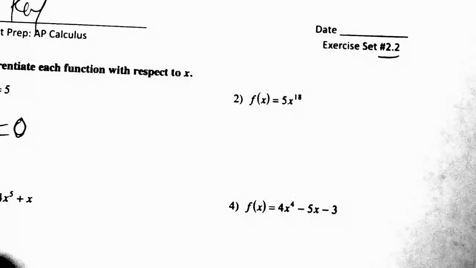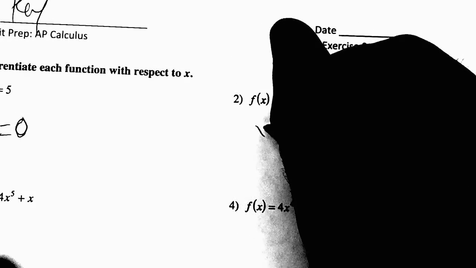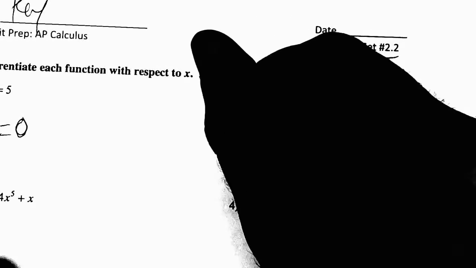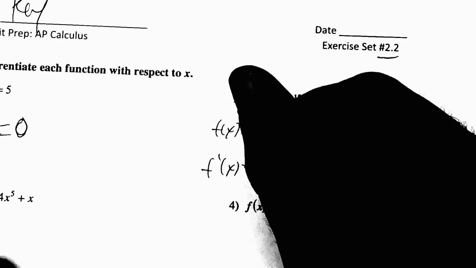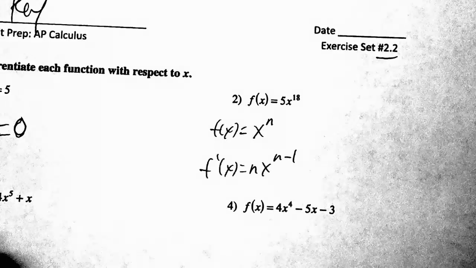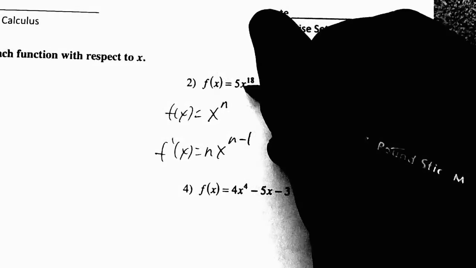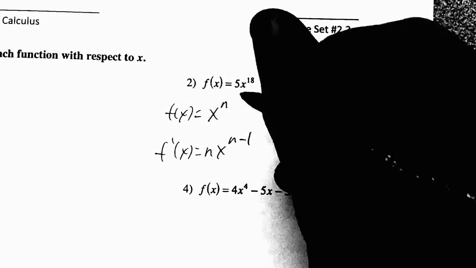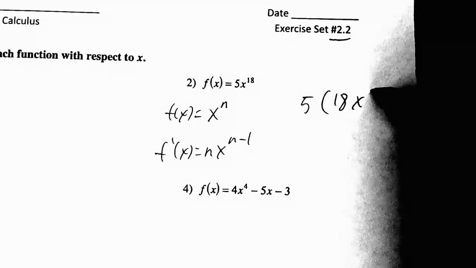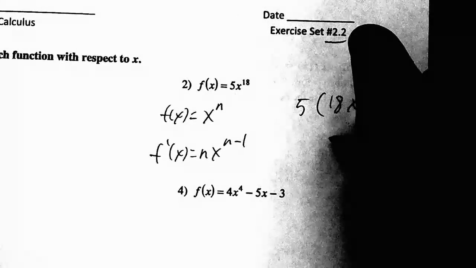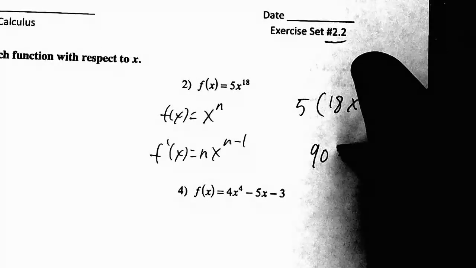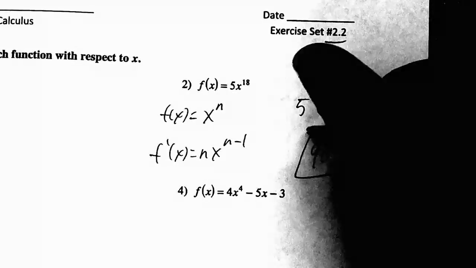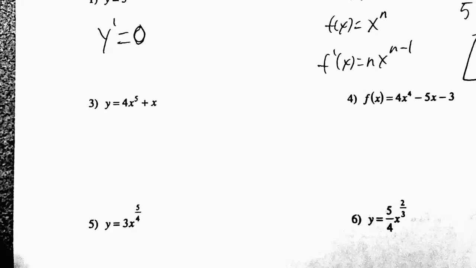The next one we're going to use the power rule, which, reminder, power rule is: if f of x equals x to the power of n, then the derivative is n times x to the power of n minus 1. So here I have 5 times, I'm bringing that 18 down, 18x to the 17. Multiply, we get 90x to the 17. Okay, next one.